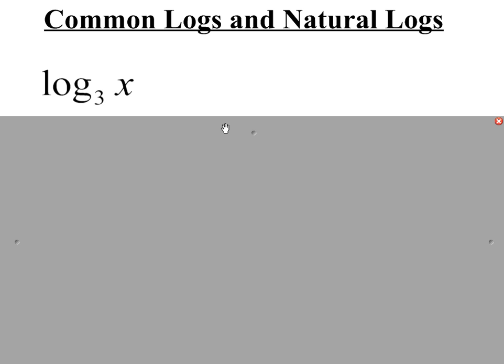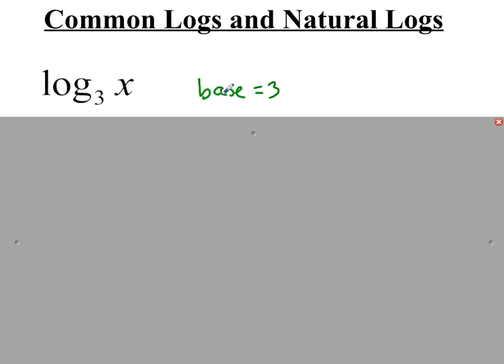In this brief recording, we're going to demystify common logs and natural logs. Turns out every log has a base. Repeat after me. Every log has a base. Well, sometimes the base isn't written, and that confuses students. So, what's the base? When I say log base 3 of x, well, that base is 3. No surprise there, right? So, we'll just say the base equals 3.